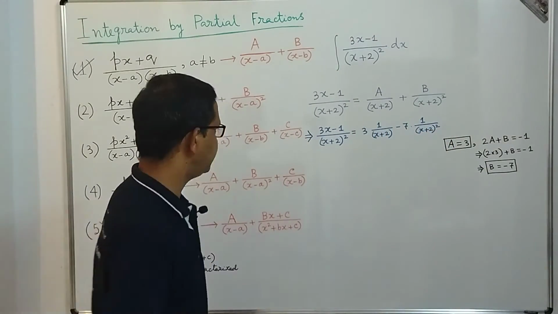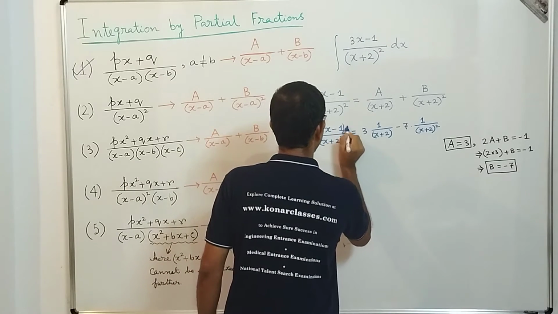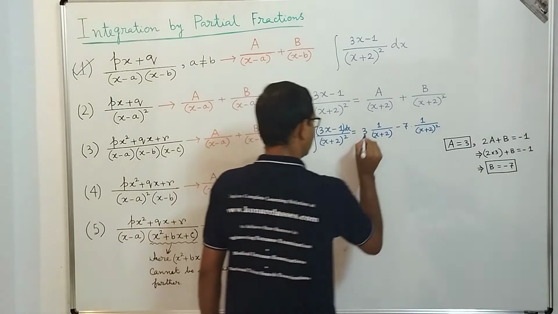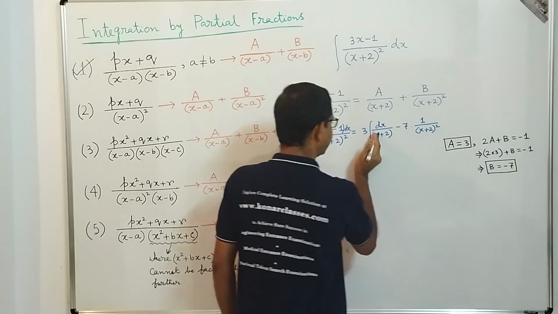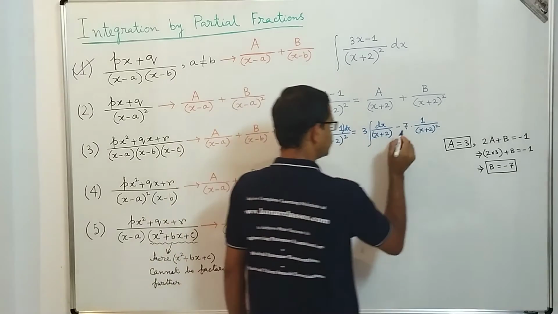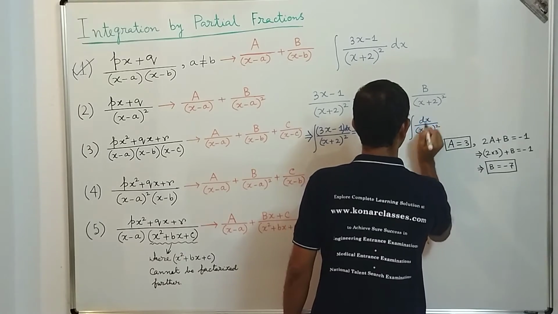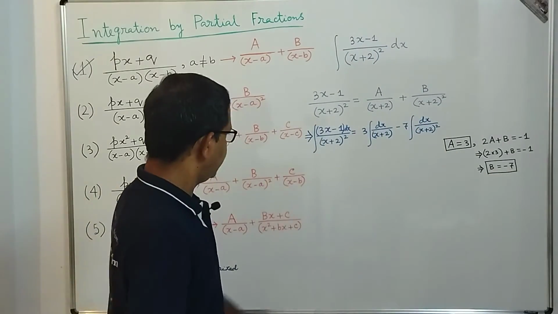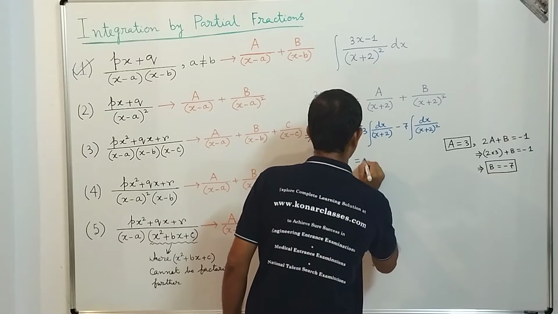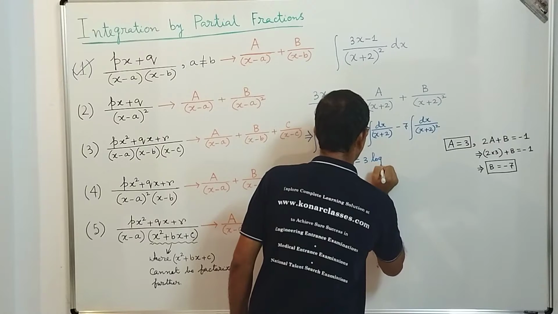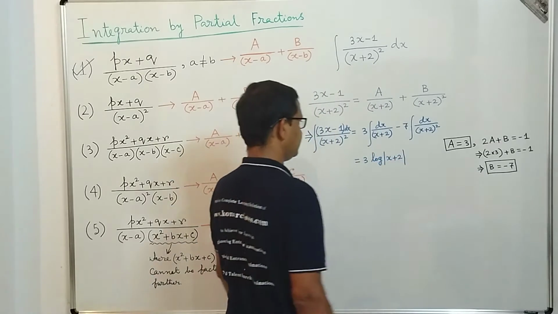Now if we perform the integration of both the sides, so integration of (3x minus 1) dx divided by (x plus 2) whole square should be equal to integration of 3 dx by (x plus 2), because we know that we can take the constant 3 out of the integration, and similarly minus 7 into integration of dx by (x plus 2) whole square. Dear students, we know that integration of dx by (x plus 2) should be equal to log mod x plus 2, correct? We have done this many times earlier.